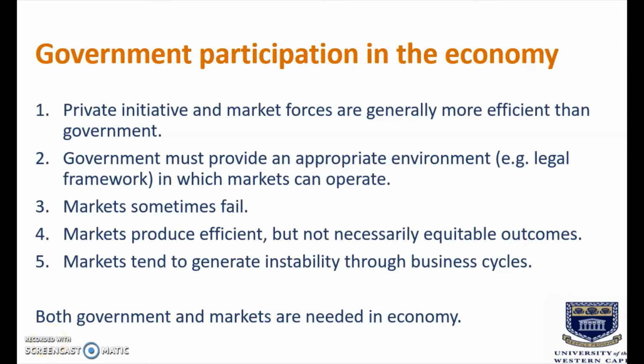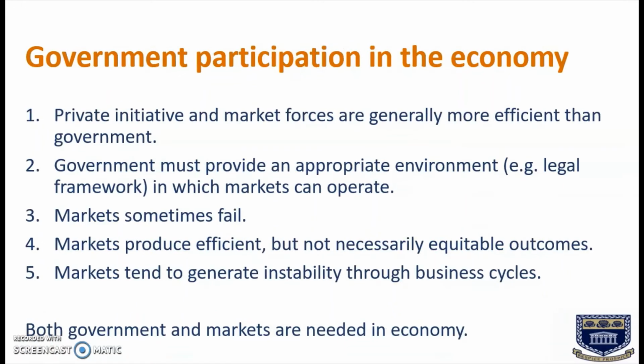There are arguments in favor of markets playing a major role in the economy. And there are also arguments in favor of a significant role for government intervention. The first argument is that private initiative and market forces are generally more efficient than the government. So some economists generally believe that the private sector is more suitable for job creation than the public sector, because firms are more likely to respond to consumer preferences and market trends. And generally, most people believe that private services are better than public services.